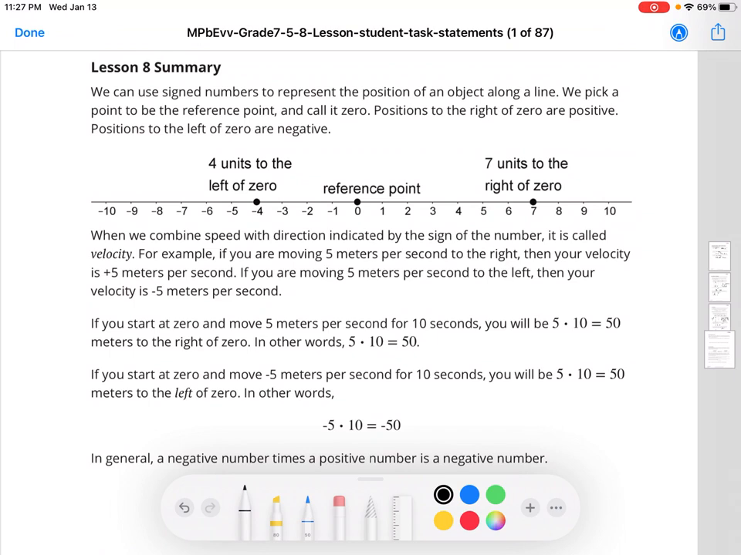Okay, so it says we can use signed numbers to represent the position of an object along a line. So if our reference point is 0, that means any position to the right of 0 is going to be positive, and any position to the left is going to be negative. So again, if we combine speed with direction, it's called velocity. So if you're moving 5 meters per second to the right, your velocity would be positive 5 meters per second. If you were moving 5 meters per second to the left, your velocity would be negative 5 meters per second.